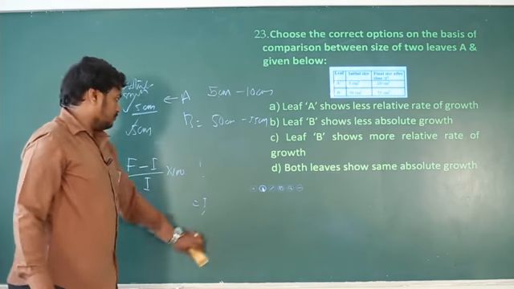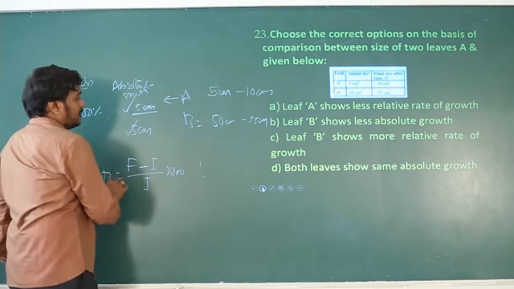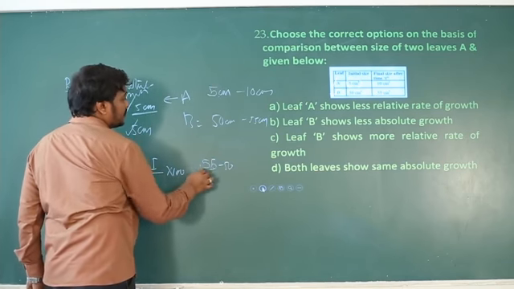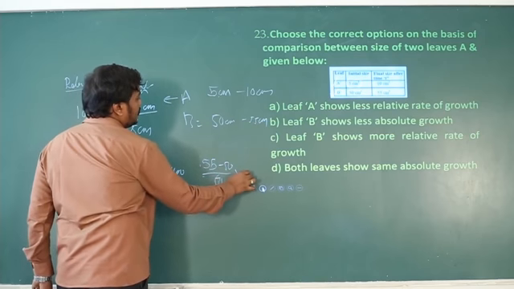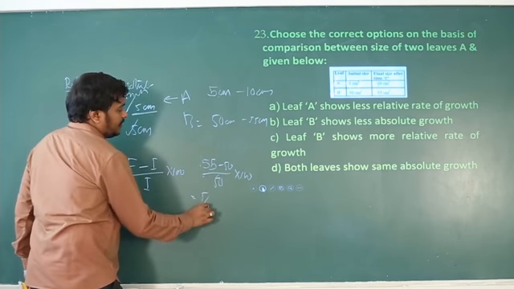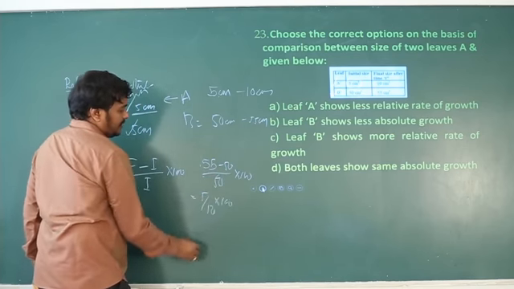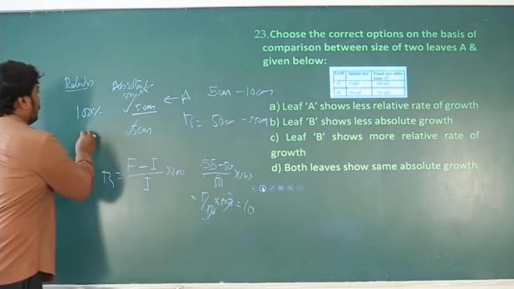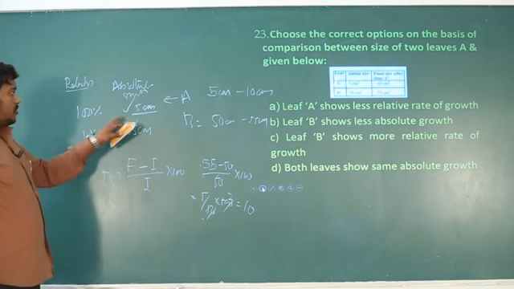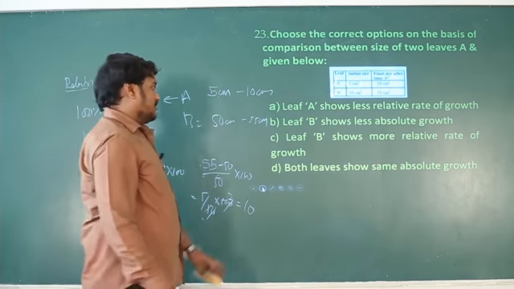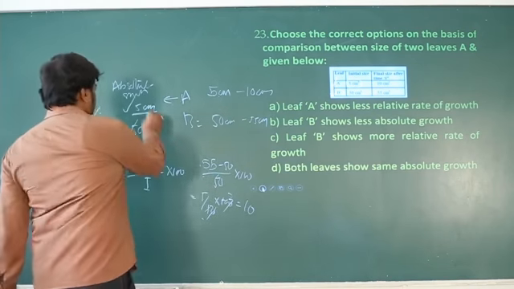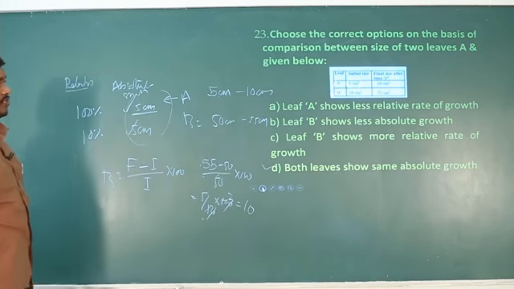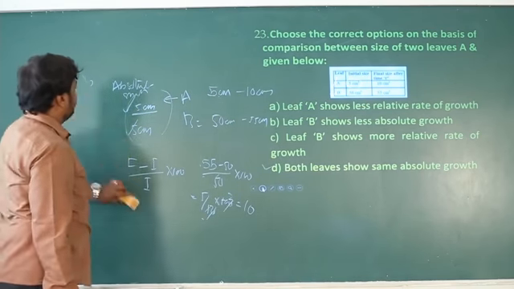If you apply the same thing for leaf B, final is 55, initial is 50, so 5/50 into 100. So it is only 10%. So absolute growth is the same but relative growth is different. Both leaves show the same absolute growth. Yes, both show the same absolute growth. So this is the answer.